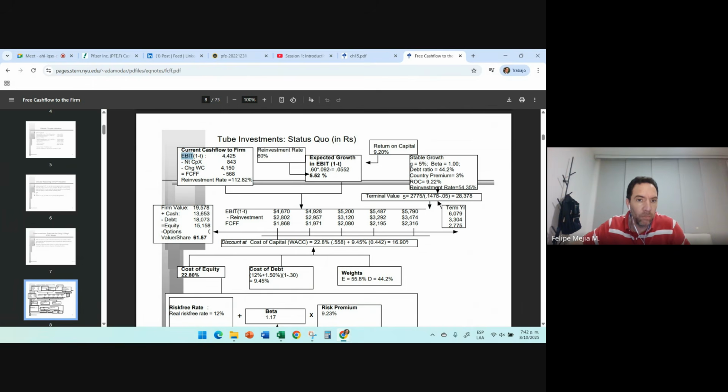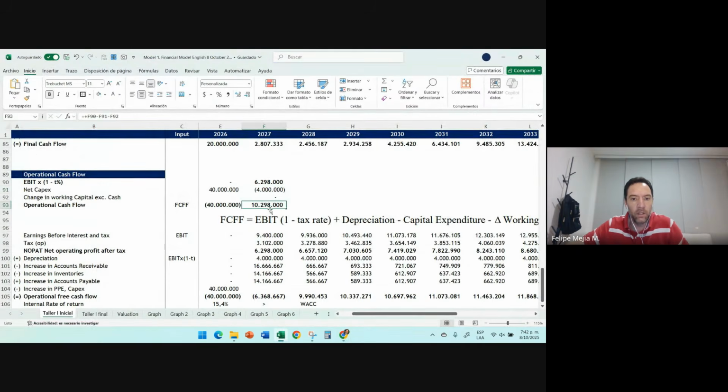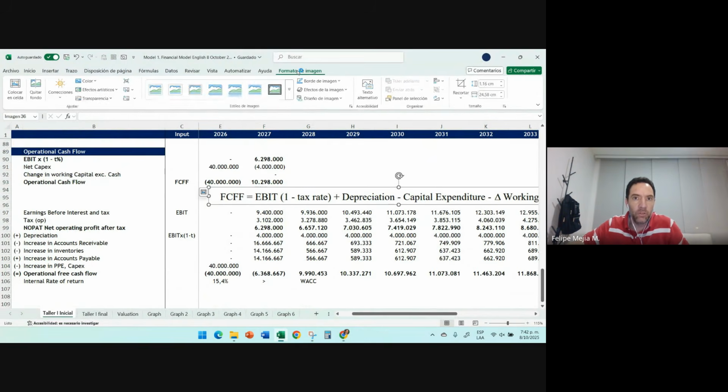EBIT times 1 minus tax rate minus net capex minus change in working capital equals free cash flow to the firm, which in Spanish we might call flujo de caja libre operacional, or operational free cash flow in English, not to be confused with operating cash flow. So let us continue getting the same result here. I will send you this model after the class.